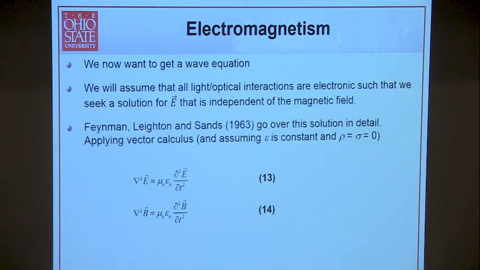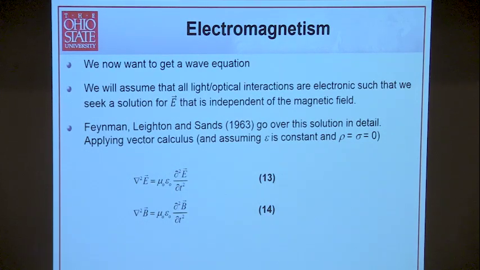Okay. This solution has been done and detailed by Feynman and co-workers. And these end up being the solutions of the equations. This is with assuming that epsilon is constant and rho and sigma are equal to 0. Epsilon is constant is just a uniform medium, that's all. And rho and sigma equal to 0 can either be free space, so it's vacuum.